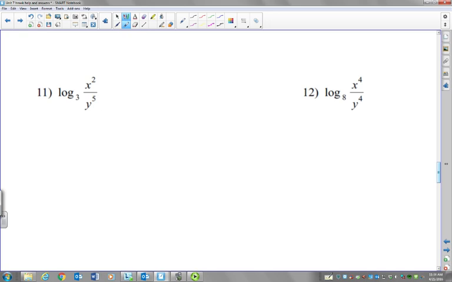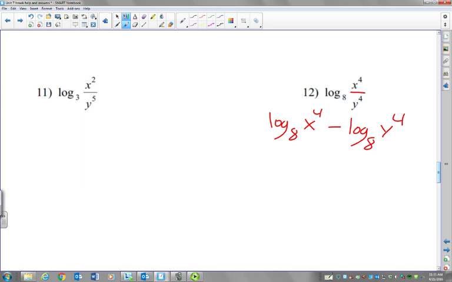Don't forget that. So for example, number 12, you would have to make this into 2 logs there. So log base 8 of x to the 4th is the first step. And then division is actually, doesn't that look like a subtraction symbol? It does to me. Even though it's division, it becomes subtraction. So then log base 8 of y to the 4th. So now we've expanded that and made that bigger from division to subtraction.